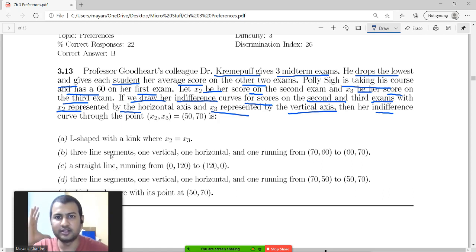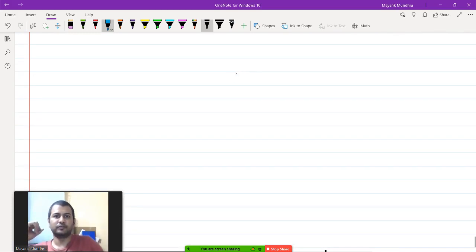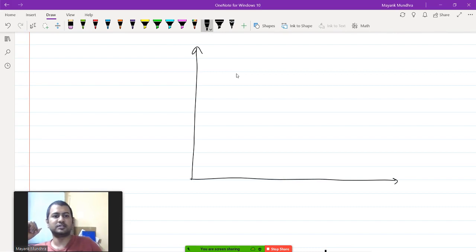What this professor is doing is he takes 3 exams, he drops the lowest score, and he takes the mean of the other scores. So let's say the scores are x2 and x3, and x1 is given to be equal to 60. This is your x3 equals 60 and this is, let's say, your x2 equals 60.